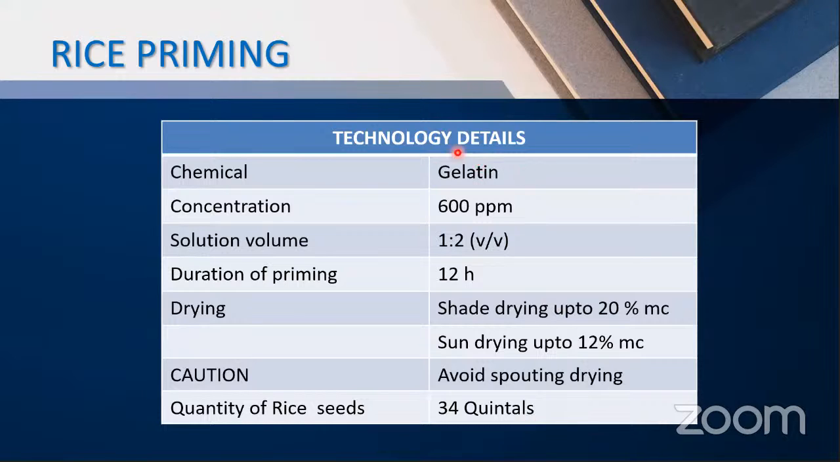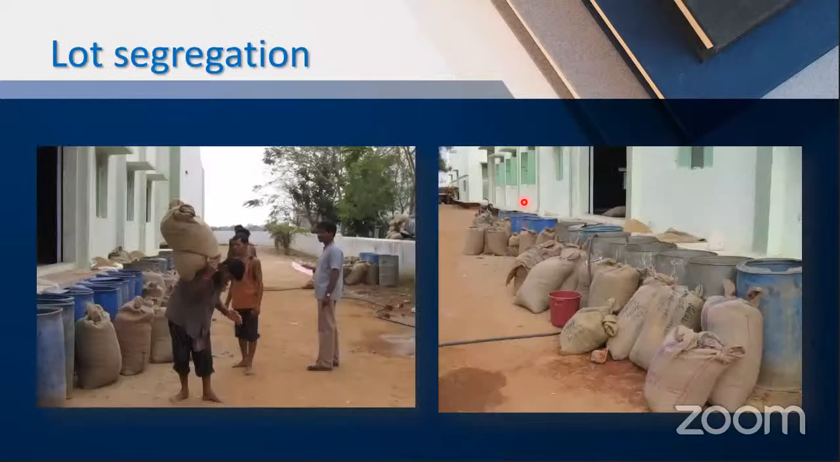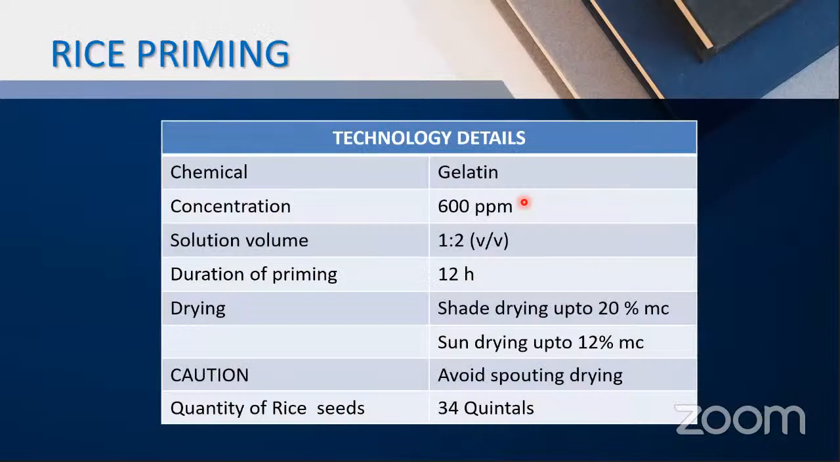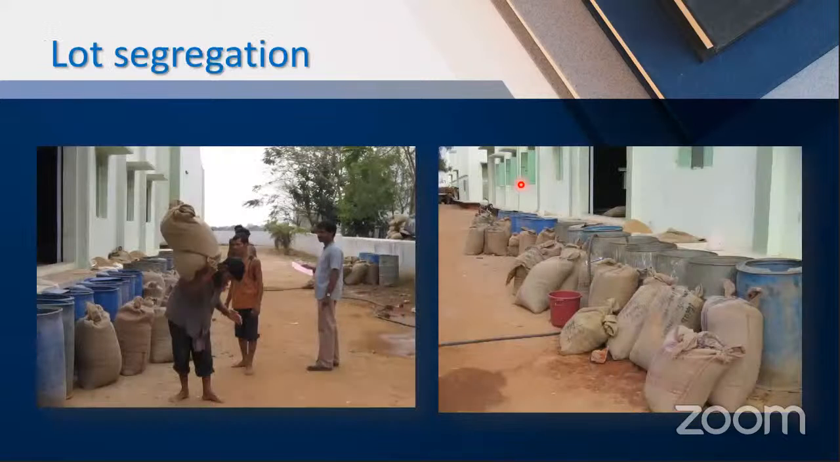They have used gelatin, which is an animal-based protein, at a concentration of 600 ppm to prime the seeds. Normally, when you use only water, you call it priming. When you use substances like this, bioactive substances, you call it fortification in detail. But they are all the same thing. You allow the seeds to invigorate themselves. So this is lot segregation.